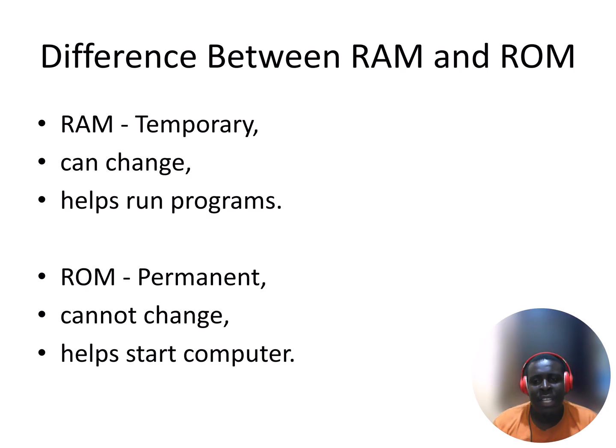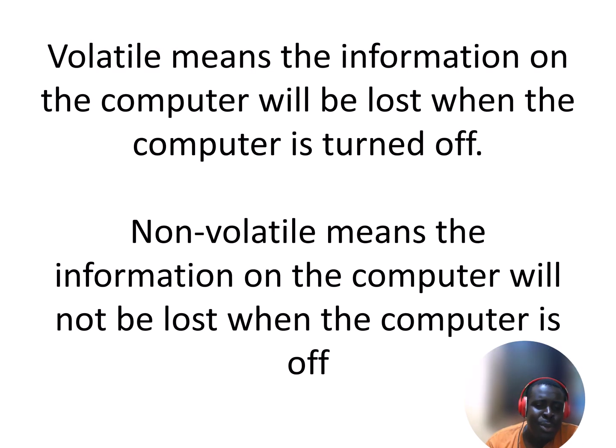All right, good. So let's dive into the meaning of volatile and non-volatile more, right? As I've been trying to explain, volatile means the information on the computer will be lost when the computer is turned off. So when we say a volatile memory, it's a type of memory that will lose its information or data when the computer is turned off. And then non-volatile means that the information on the computer will not be lost when the computer is turned off.